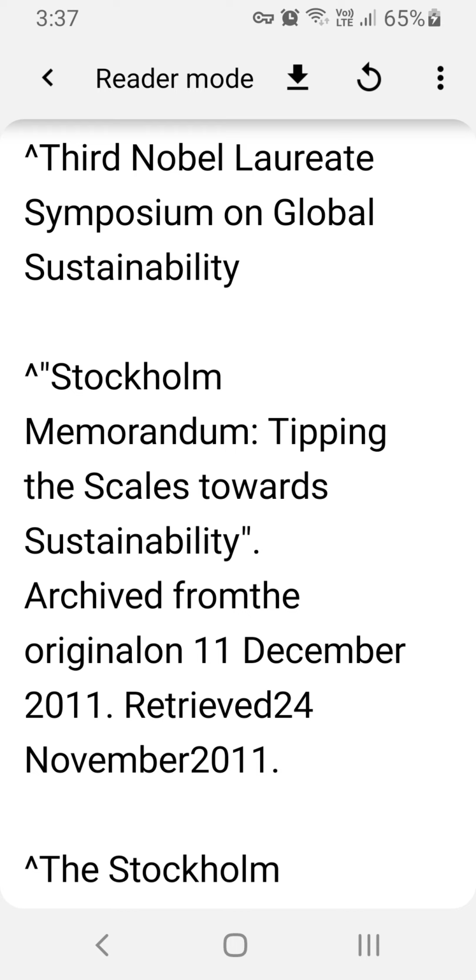The Nobel Laureate Symposium concluded with the Stockholm Memorandum calling for strengthening of Earth system governance as a priority for coherent global action. This memorandum has been submitted to the high-level panel on global sustainability appointed by the UN Secretary General and fed into the preparations for the 2012 UN Conference on Sustainable Development, Rio Plus 20.